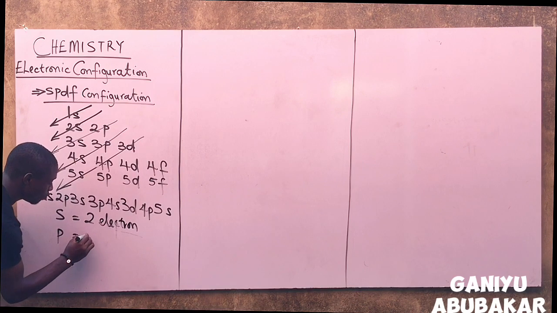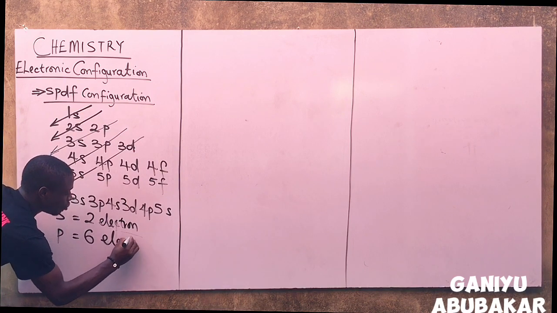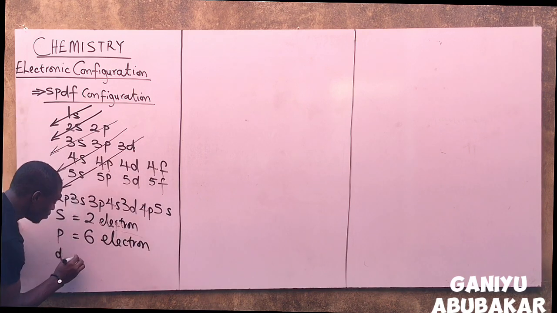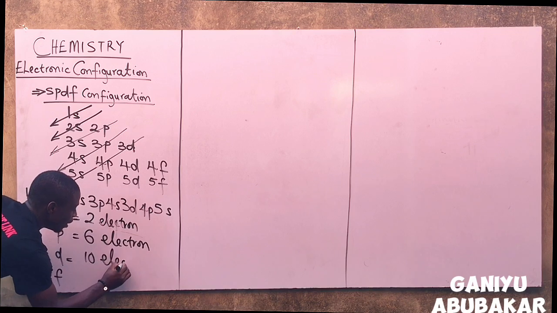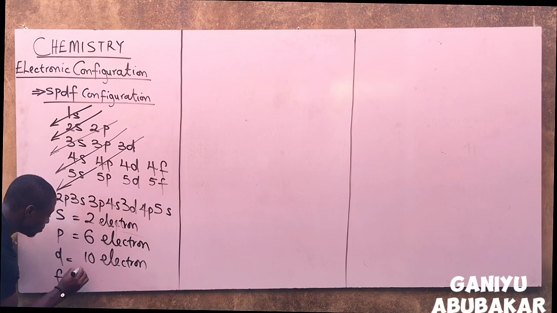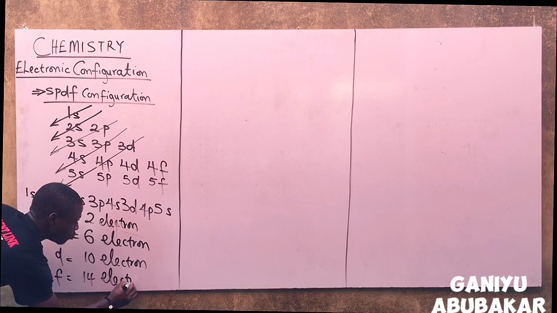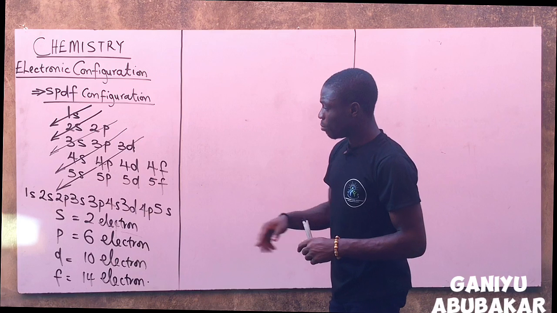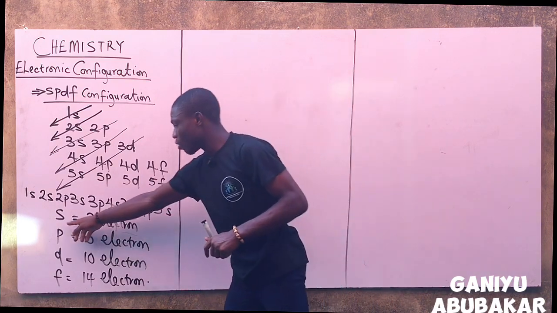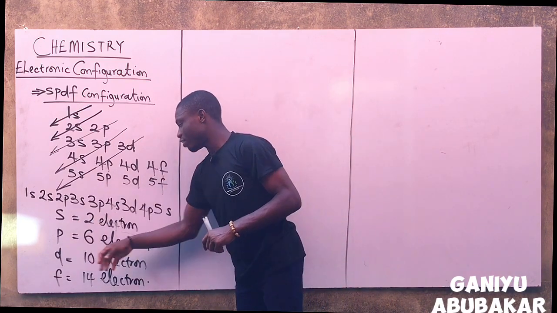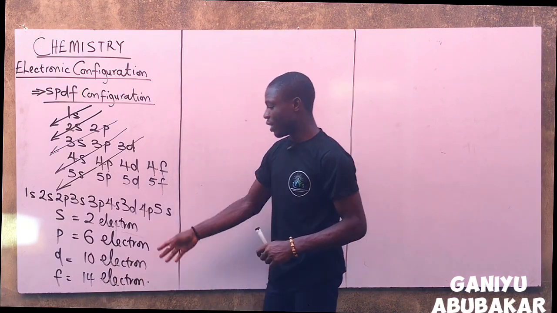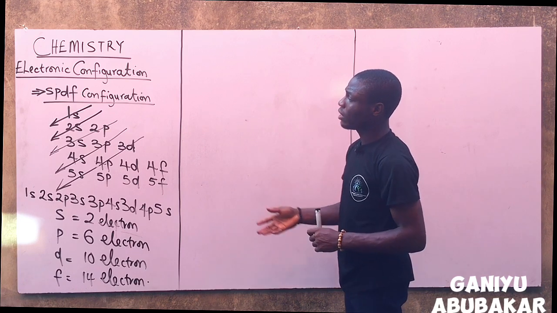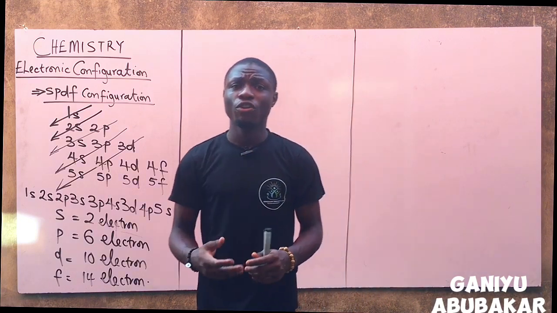P can take maximum 6 electron. D can take maximum 10 electron, and F can take maximum 14 electron. So those are like the maximum electron that each of SPDF can contain. S can contain just 2 electron maximum, P 6 electron, D 10 electron, and F 14 electron here. This is like the concept behind SPDF configuration, right?